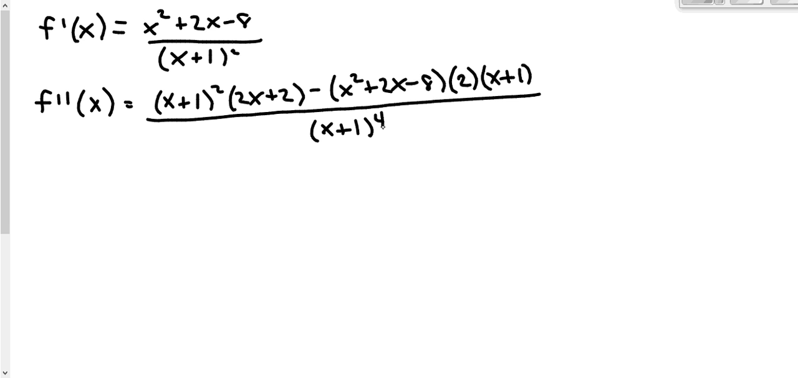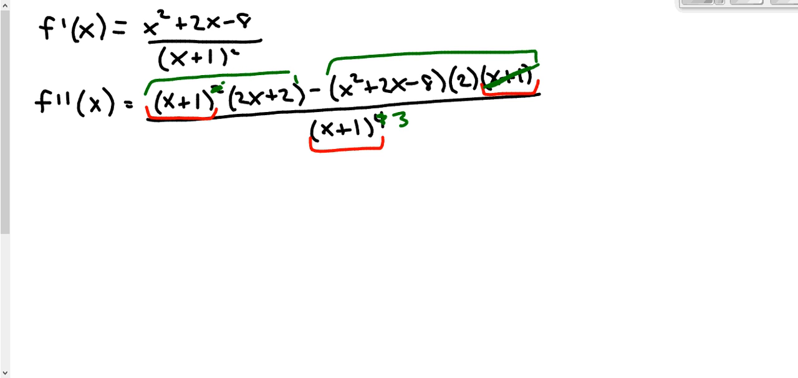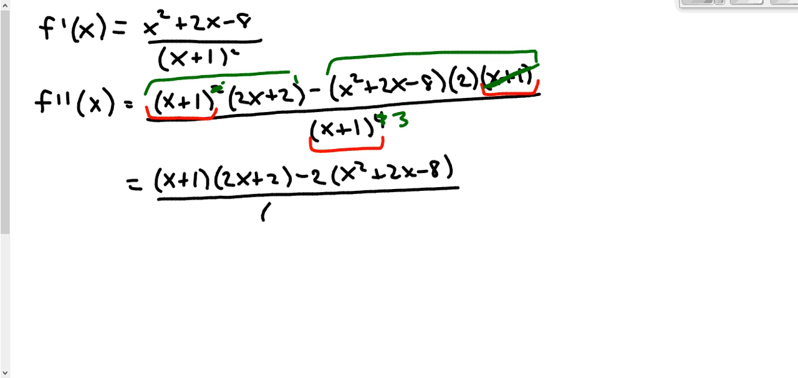Okay, first of all, if we're going to simplify this, notice that we have an x plus 1 here, we have an x plus 1 here, and we have some x plus 1s here. Let's cancel an x plus 1 from each of these parts. If we cancel 1, then we're just going to have 1 there. We're not going to have that one there, and this will be a 3. I don't really like showing my work that way, but I don't have a whole lot of space. Okay, so what do we have left? We have x plus 1 times 2x plus 2 minus 2 times x squared plus 2x minus 8 over x plus 1 quantity cubed.